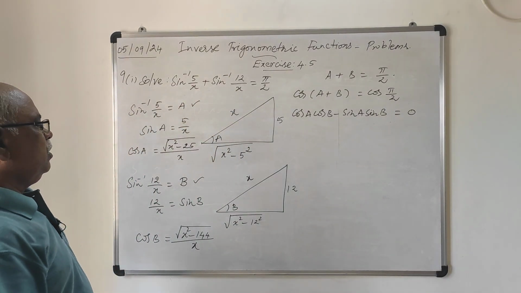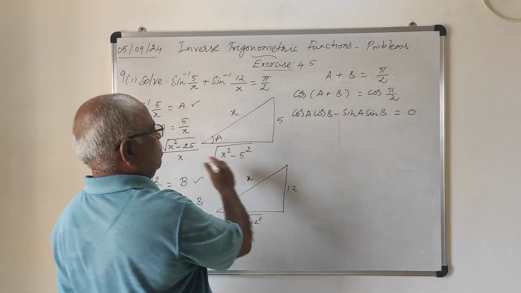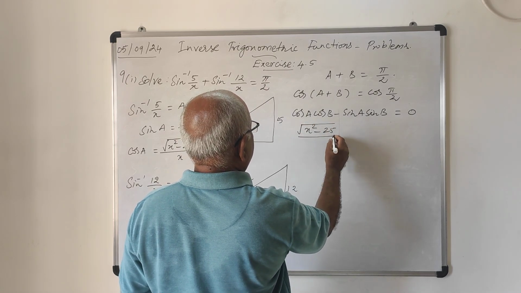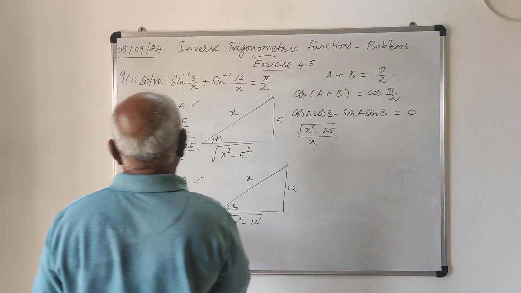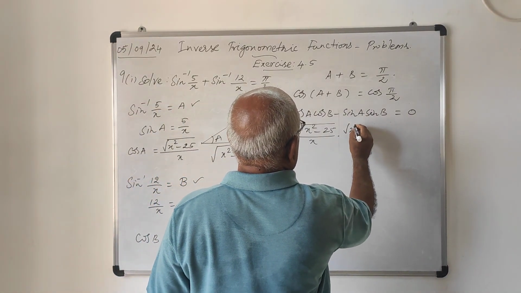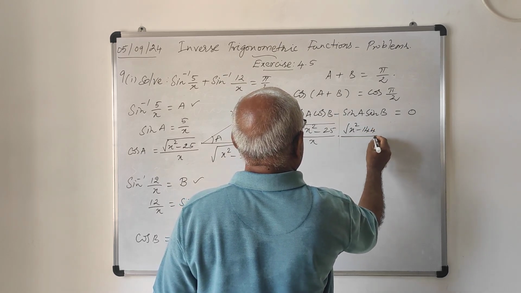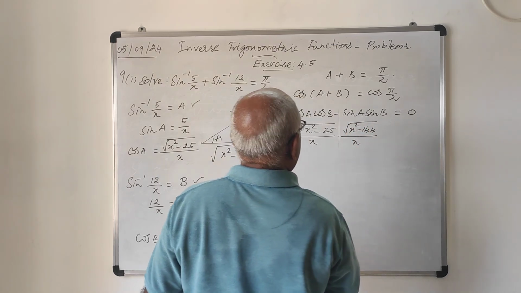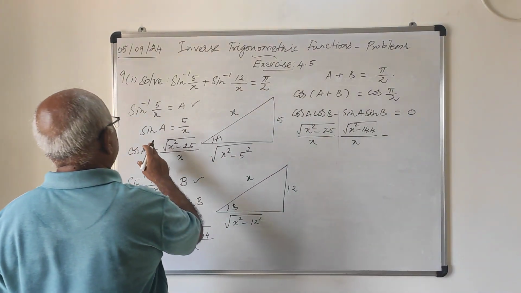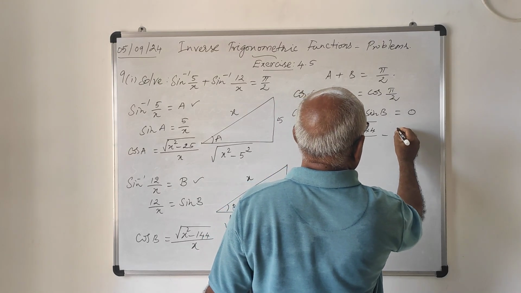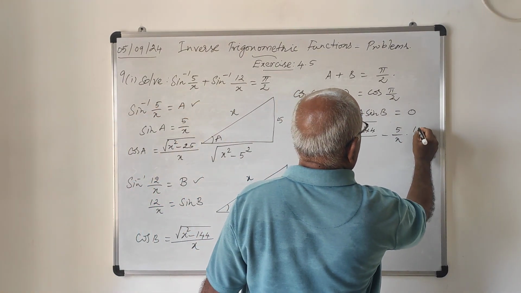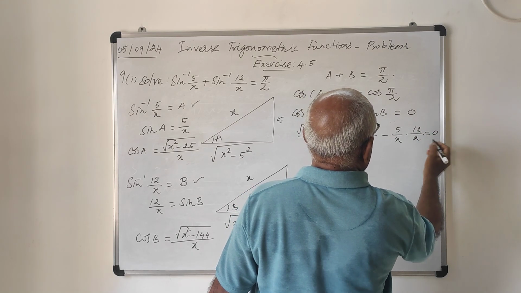Now substitute the values. Cos A is root of x square minus 25 by x, into cos B, root of x square minus 144 by x, minus sin A sin B, where sin A is 5 by x and sin B is 12 by x, equal to the right hand side 0.